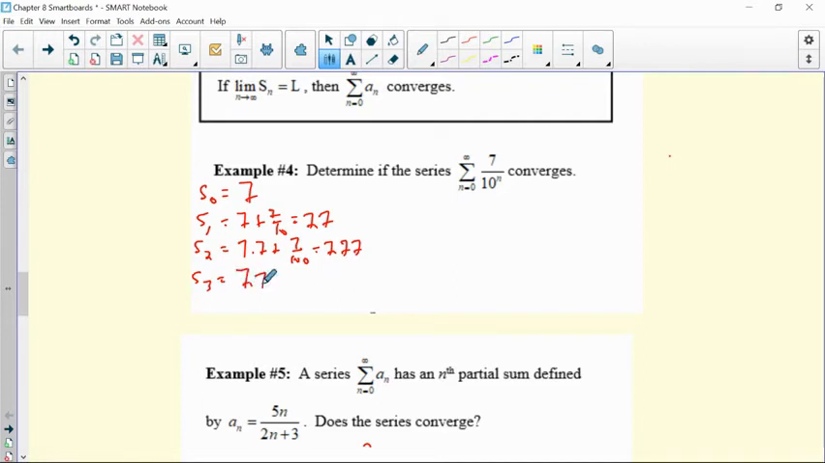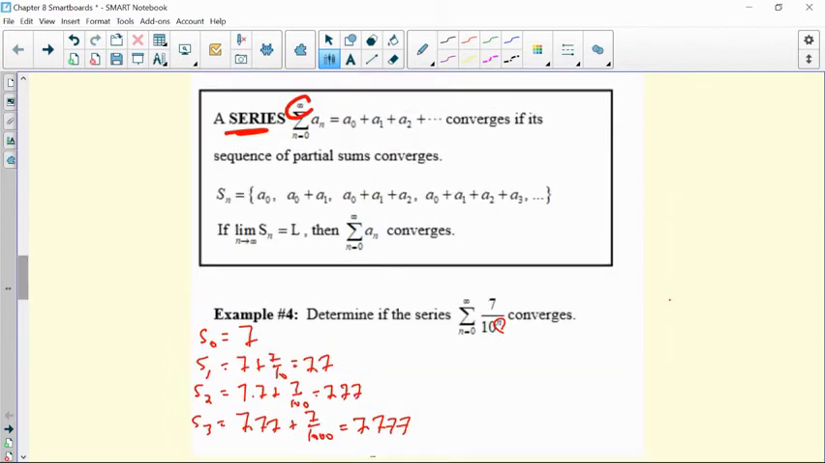So 7.77 plus, if I let n be 3, so that's 7/1000. So now I got 7.777. And so then, hopefully you see that as I continue to add terms, you're just approaching 7.7 repeating. So I know that the partial sums are going to converge to 7.7. So therefore, I know overall, I could say that the series itself converges.